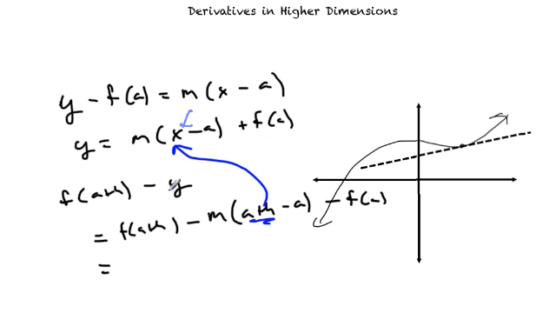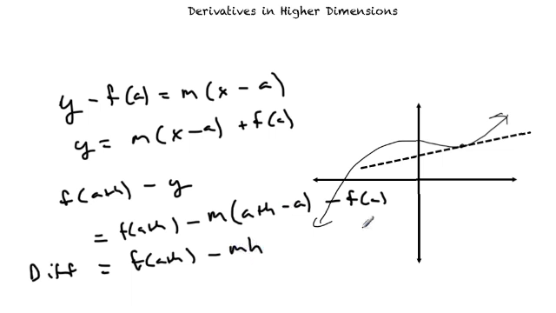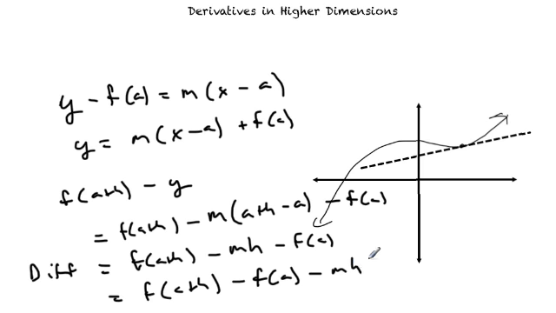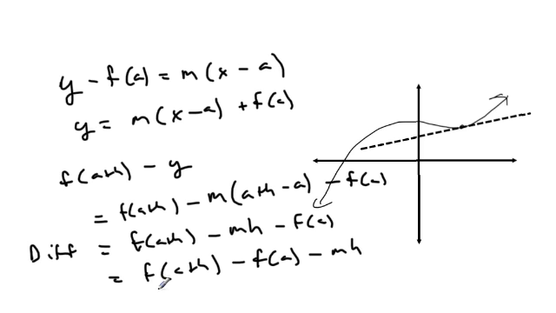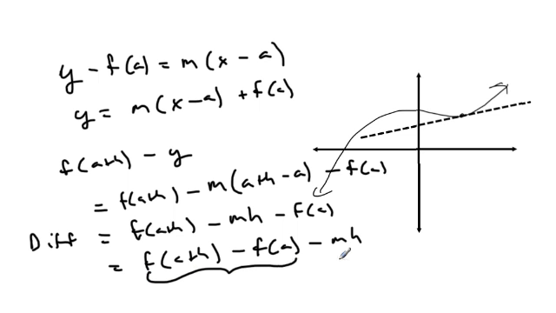Okay, so let's simplify this a little bit. Let's call this the difference. It is f of a plus h minus, the a's cancel, so mh, minus f of a, and we can rearrange this: f of a plus h minus f of a minus mh. Okay, so this is interesting. This is our standard difference. This is the change in y. I start at a and I go to a plus h, so here's my change in y.